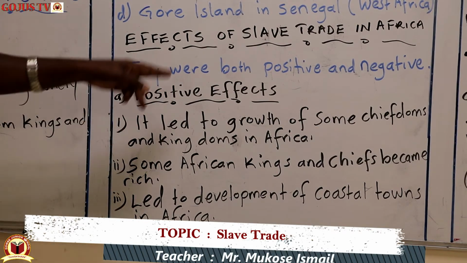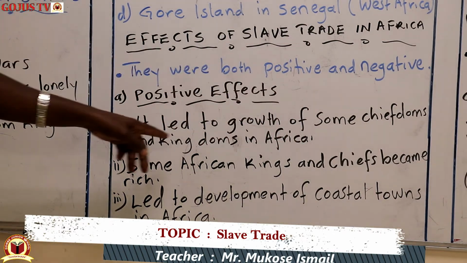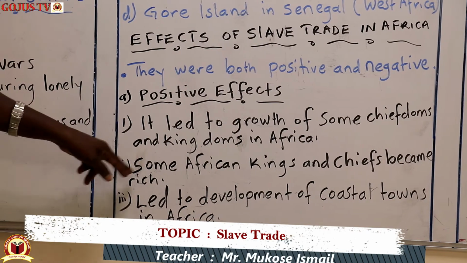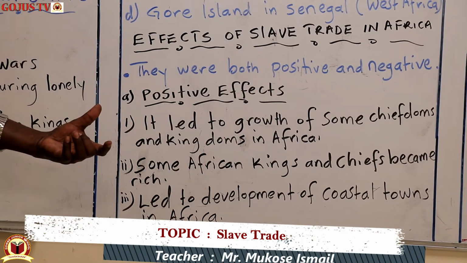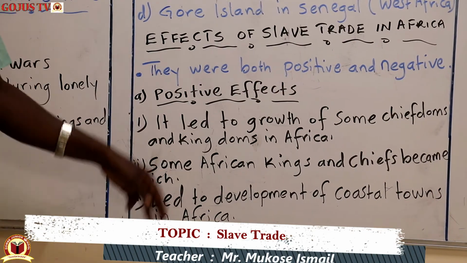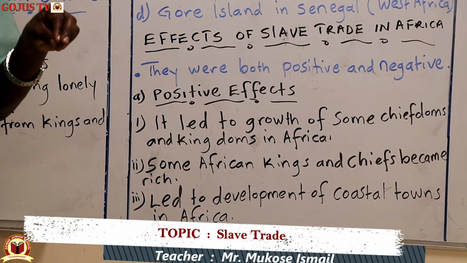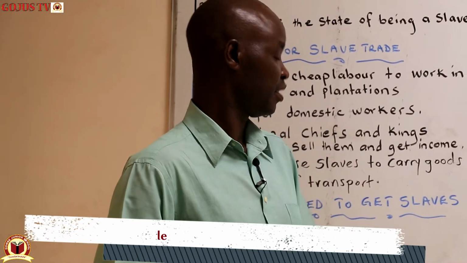One, it led to the growth or rather development of some chiefdoms and kingdoms in Africa. Two, some African kings and chiefs became rich. Three, it led to the development of coastal towns in Africa, where slave trade was taking place. Whether West Africa or East Africa, those coastal towns had to develop.